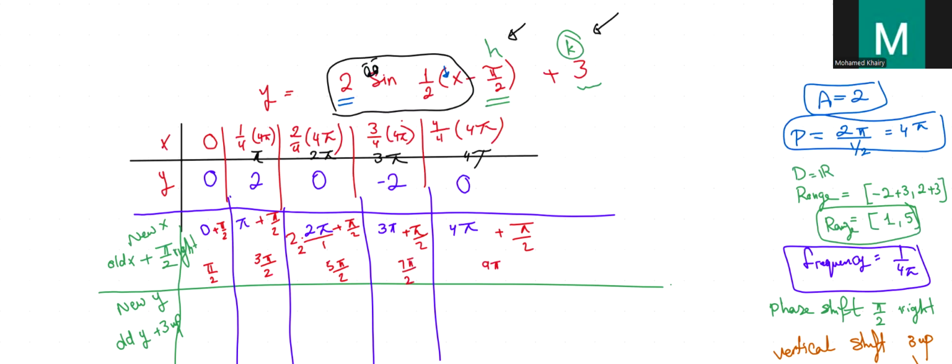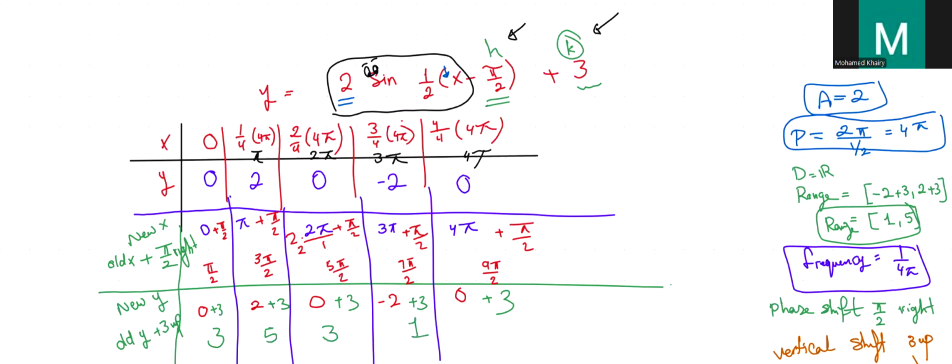What is the new y? Old y. So 0, 2, 0, negative 2, and 0. Then we are going to add for each single one 3, 3, 3. Okay? Yes, so as you can see here, this is going to be 3, which is the x-intercept. This one will be 5, 3, positive 1, which is the minimum, again 3.